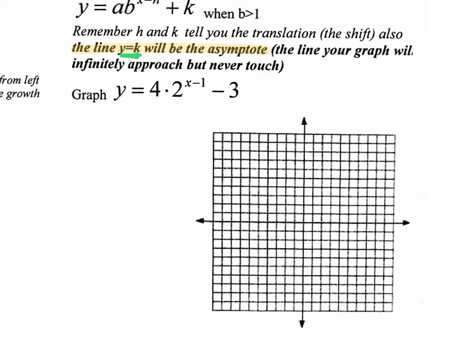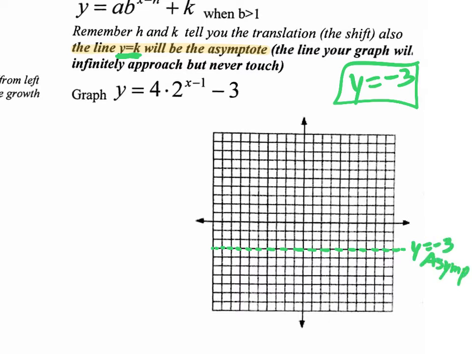It says y equals k. What is my y equals k value? What's my k value? Negative 3. Thank you very much. Y equals negative 3 is the asymptote. So on my end graph, it's going to have an asymptote at negative 3 right here. Y equals negative 3 is my asymptote, abbreviating. Okay? But right now, we're not even going to worry about that asymptote.